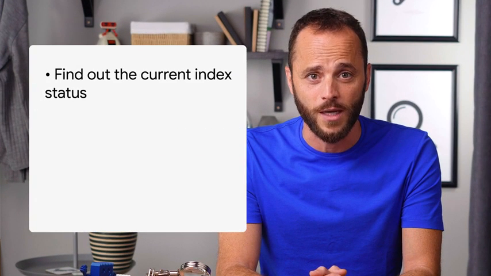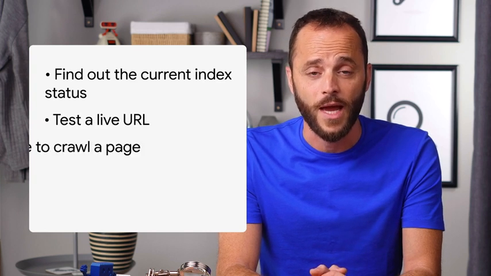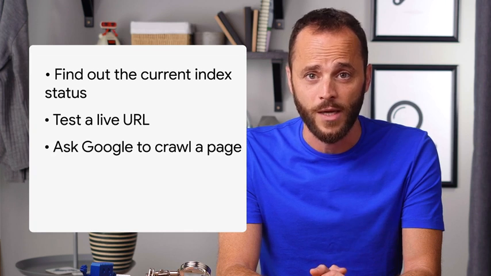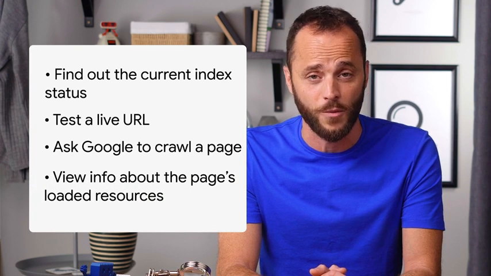And in this video, I'll talk about Search Console's URL inspection tool, which provides information about Google's indexed and live versions of a specific page on your site. This is one of the most important debugging tools to help you understand why your page might not be appearing the way you expect in search results. By the end of this video, you should be able to find out the current index status of your pages, test a live URL, ask Google to crawl a specific page, and view detailed information about the page's loaded resources and other information.